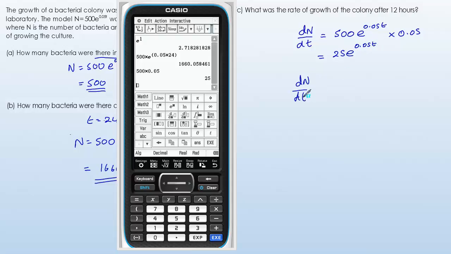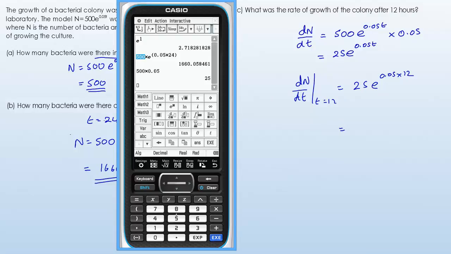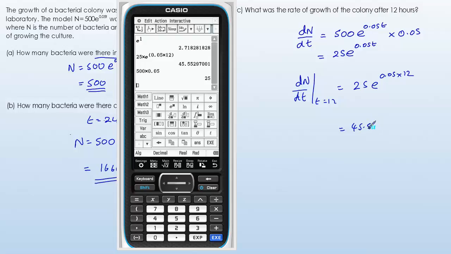And we want dN/dt after 12 hours, which means t is 12. So that's going to be 25e^(0.05 × 12). So let's just edit this one back here. So that's going to be 25. And let's change this to 12. And that would be 45.55 bacteria per hour.